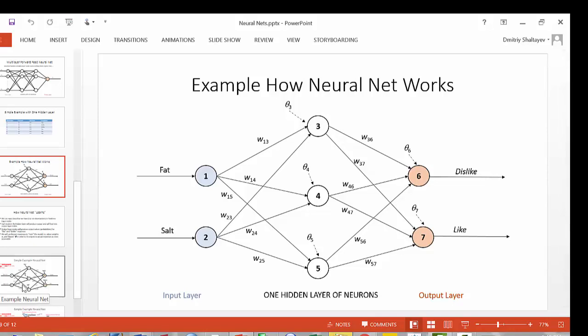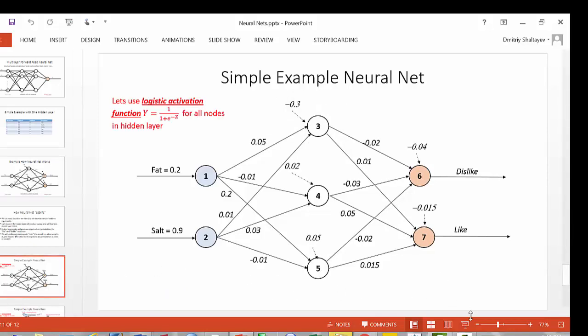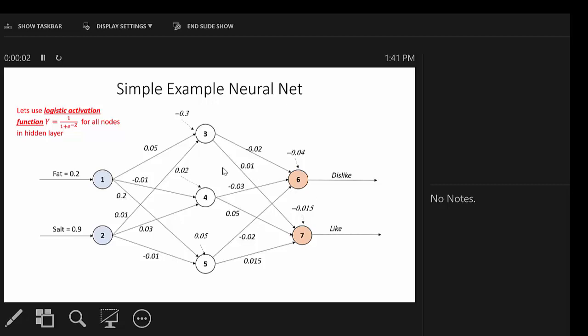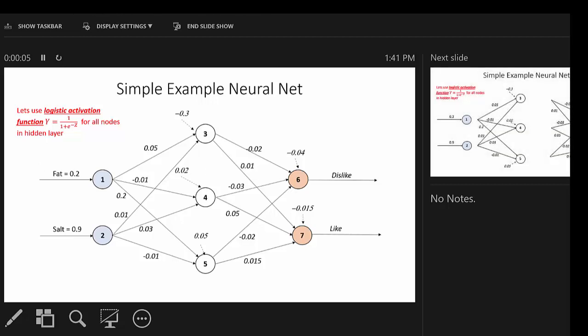Now I don't know if we should start that or not, but let's at least try. Suppose I have these inputs coming in: 0.2 fat. Say a certain cheese, and I'm trying to predict whether or not people will find it tasty. So fat content 0.2 and salt content 0.9. And these are the weights that I'm giving: 0.5, minus 0.1. Weights can be negative or positive, whatever works.